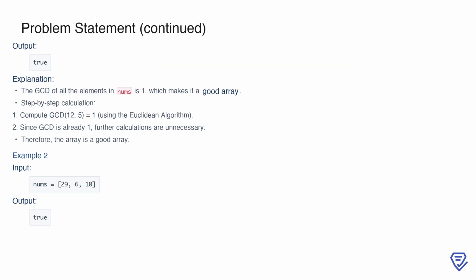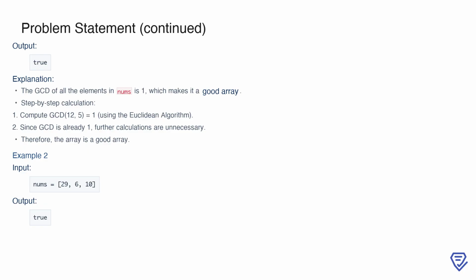First, consider the input array nums equals 12, 5, 7, 23. The output for this example is true because the GCD of all the elements in this array is 1, which satisfies the condition for a good array. Here's how the GCD is calculated step by step. First, we compute the GCD of 12 and 5, which is 1 using the Euclidean algorithm. Since the GCD is already 1, we can stop further calculations, as the GCD of any number with 1 will always remain 1. Therefore, this array is classified as a good array.